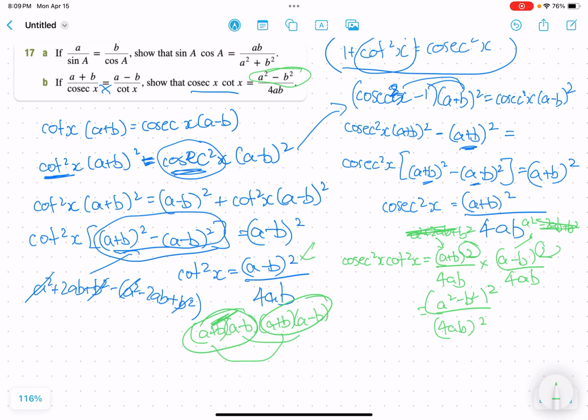So now when I square root both sides, sorry, it's so messy. And the dog is now licking my hand, gross.